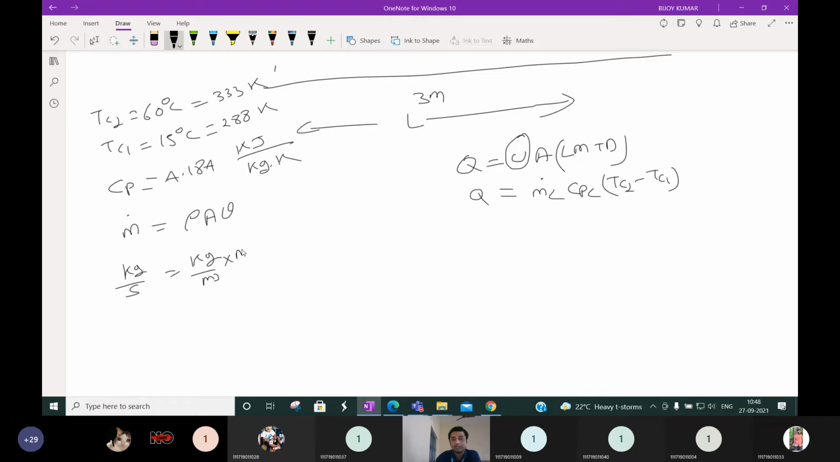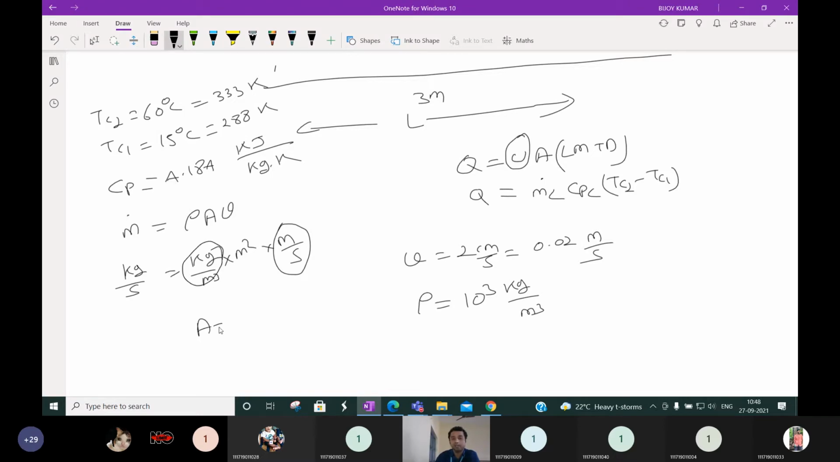And area is in meter square, and velocity in meter per second. Meter square times meter per second, meter cube will cancel, so kg per second will come. Okay. To calculate this mass flow rate, we have to know rho A V. So V is given as 2 centimeter per second, or you can say 0.02 meter per second. In meter per second we got it. Density of water is 10 to the power 3 kg per meter cube. We got the density of water.